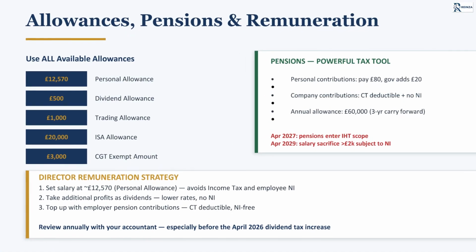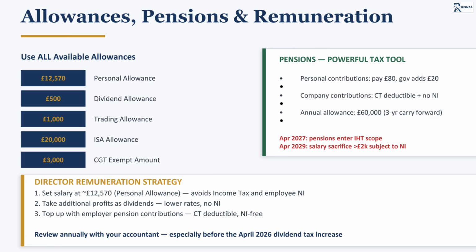The first principle is to use all available allowances. Many people leave money on the table by not fully utilizing these. The personal allowance gives you £12,570 of tax-free income. The dividend allowance gives you £500 of tax-free dividends. The trading allowance means side income below £1,000 does not need to be declared.